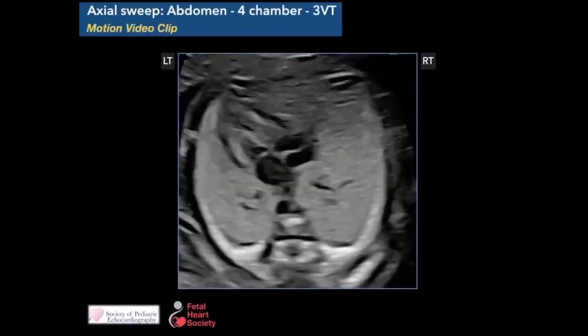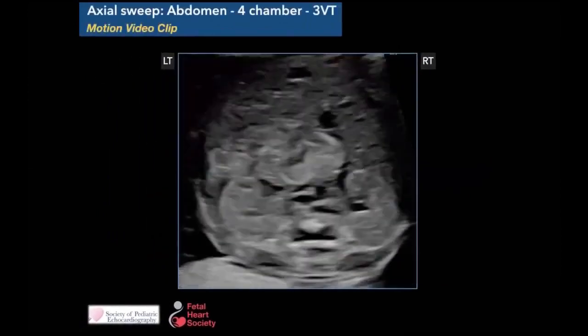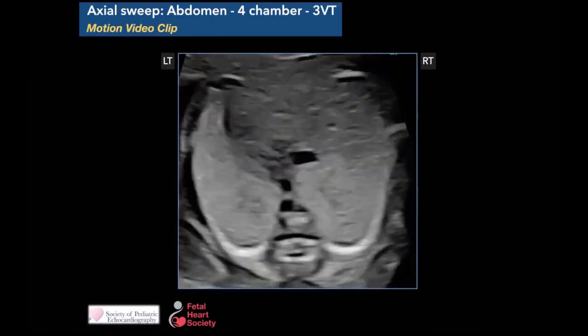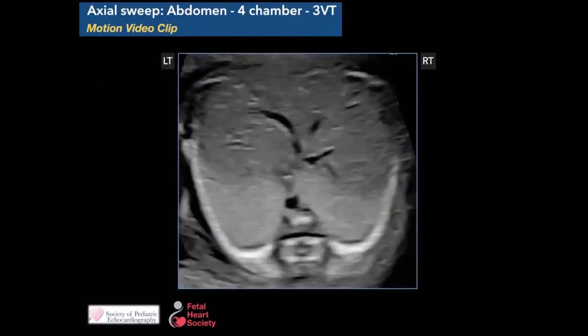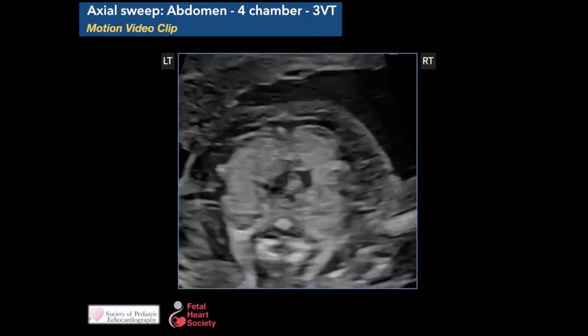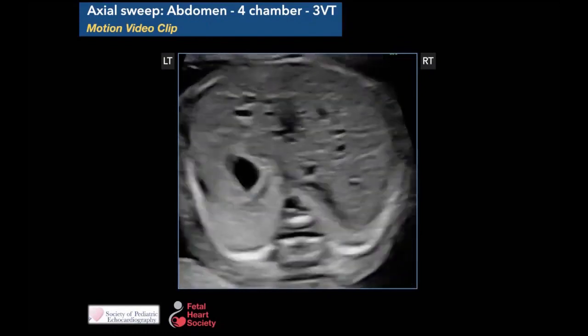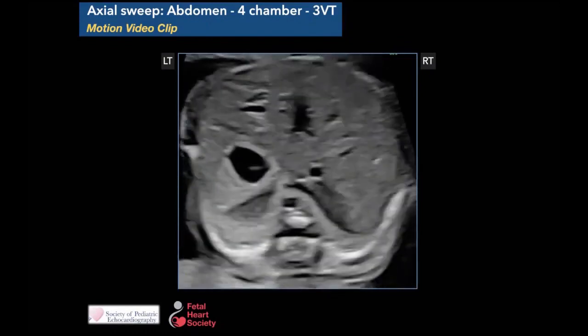By taking an axial sweep from the abdomen to the 4-chamber view to the 3 vessels and trachea, here you can see a nice 4-chamber view with the apex of the heart pointing towards the left side of the fetal chest, and this confirms your fetal situs.